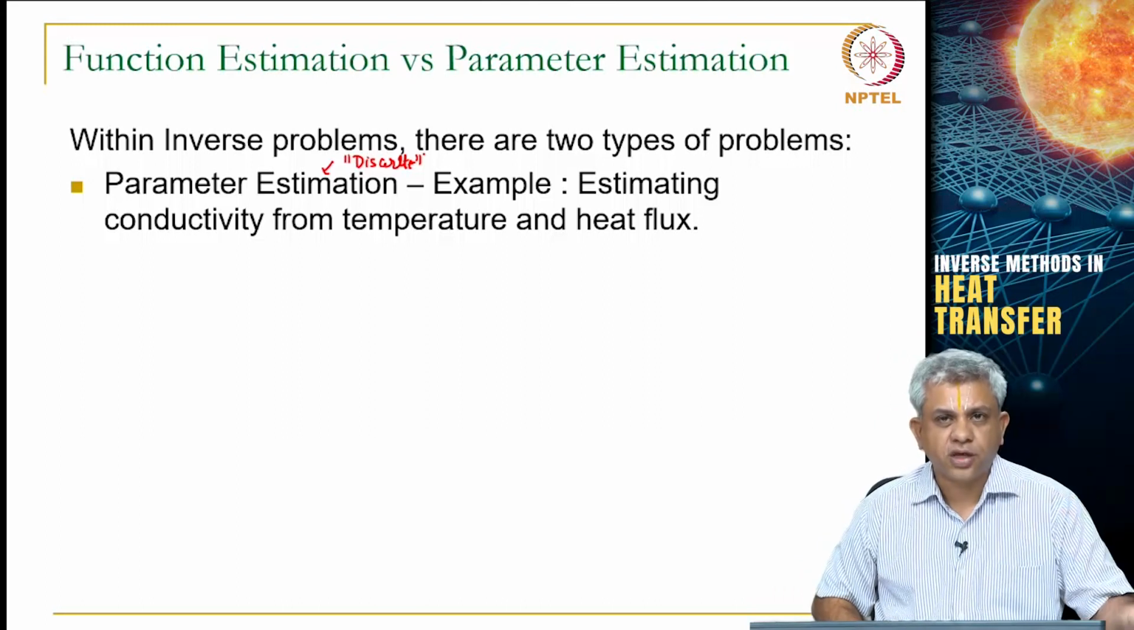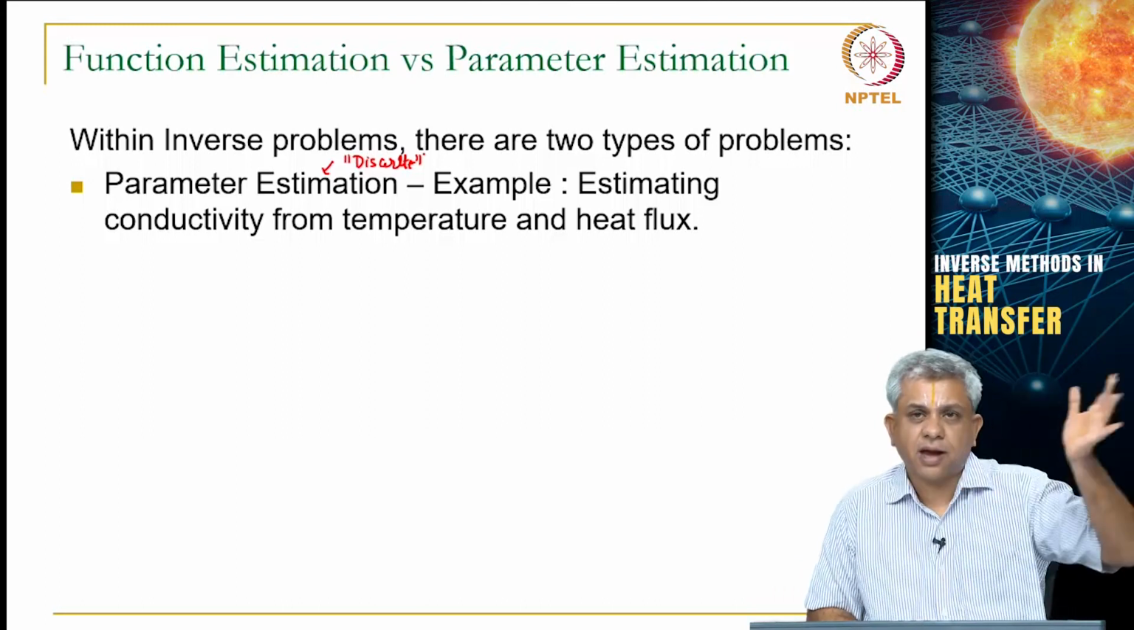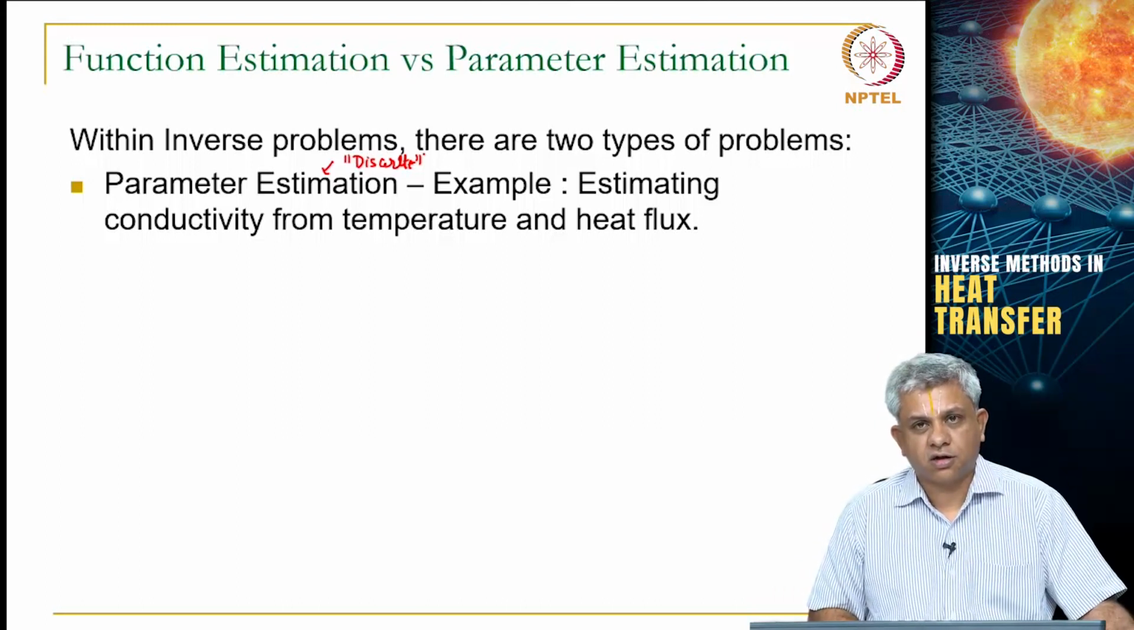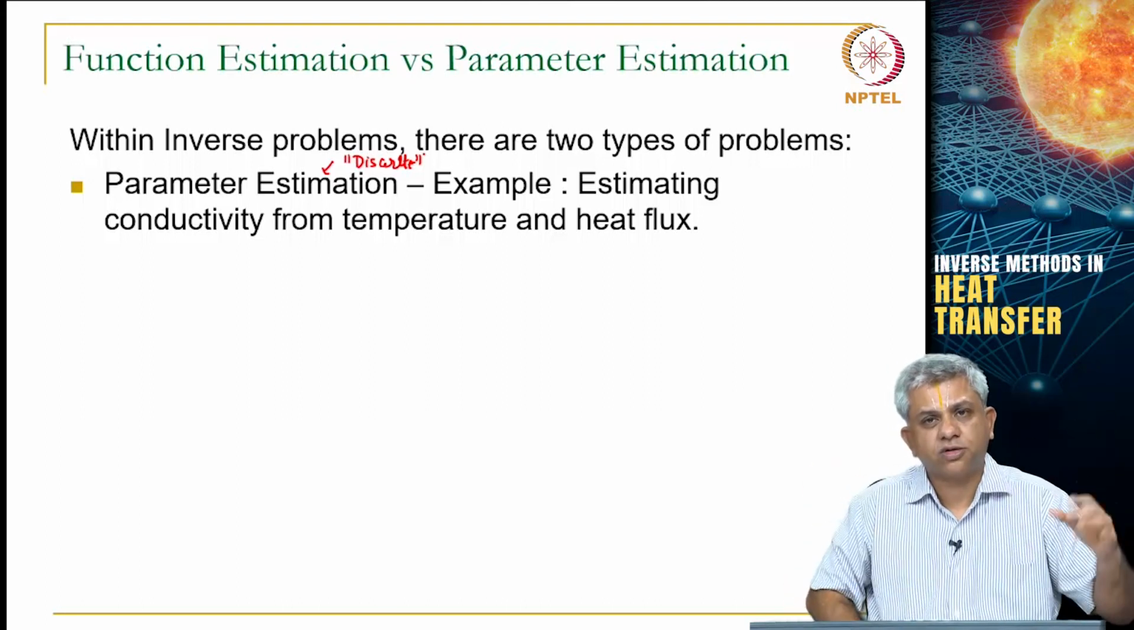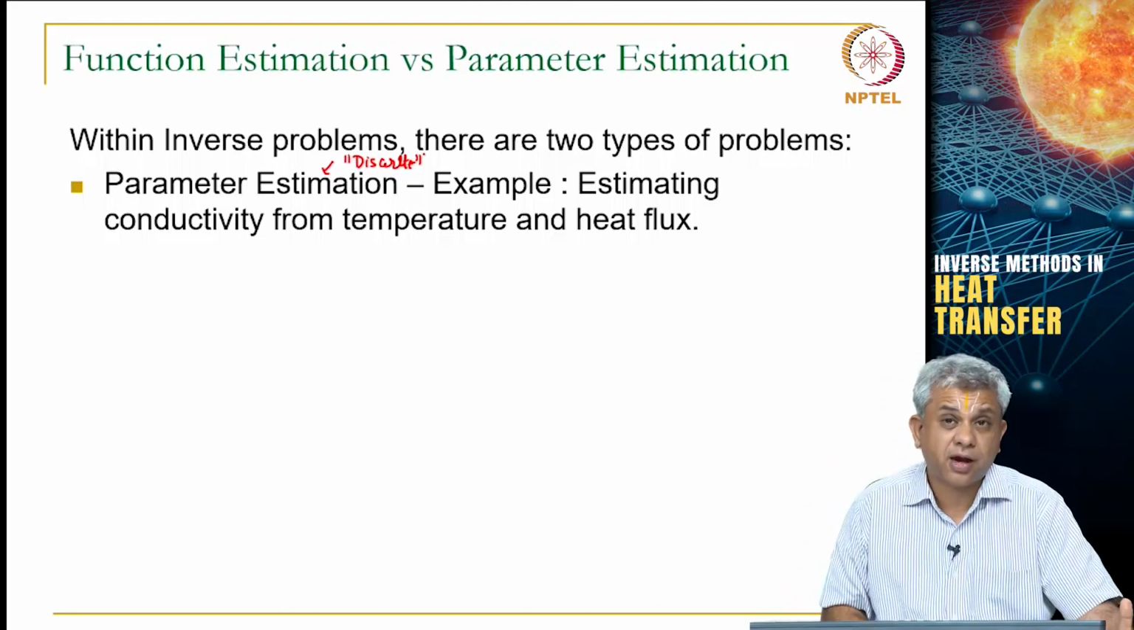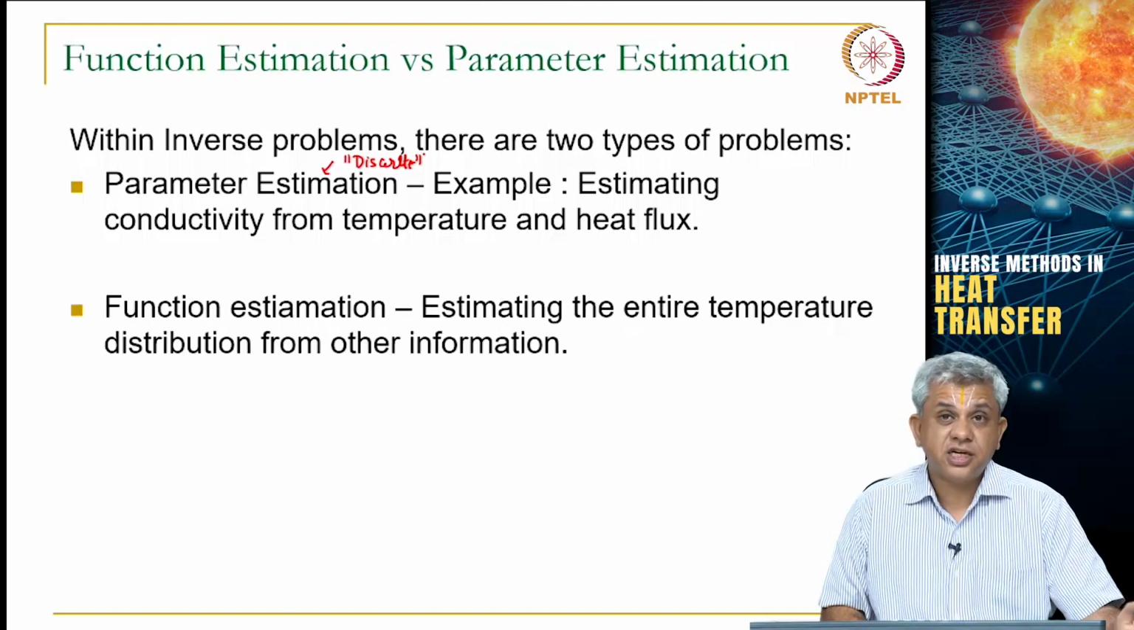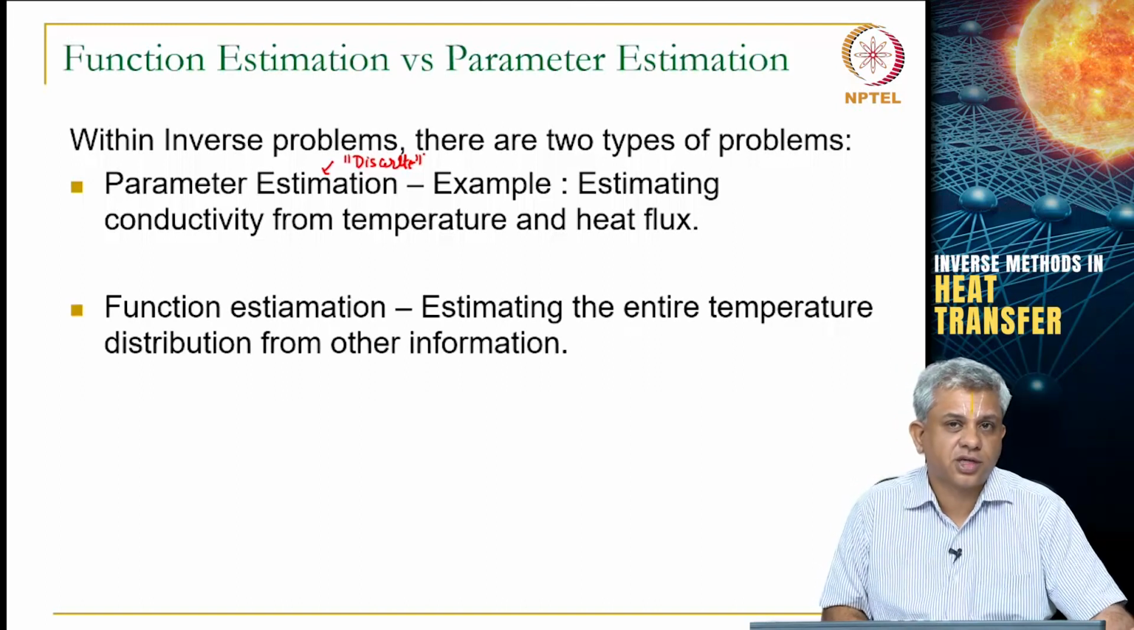So like I said, one or two things that you wish to find out. It could be a few things also. Like I said, if there is a slab with multiple different materials, it could be K1, K2, K3, K4. That's a parameter estimation problem. It's an easy problem. The function estimation problem is a harder problem.